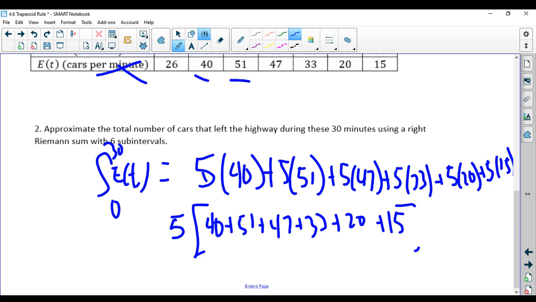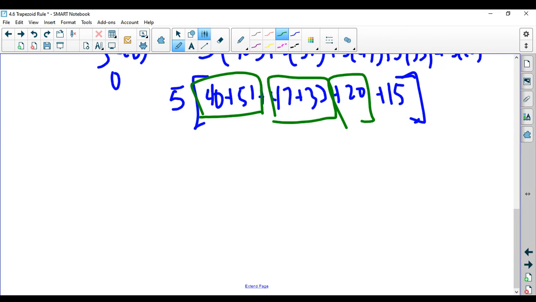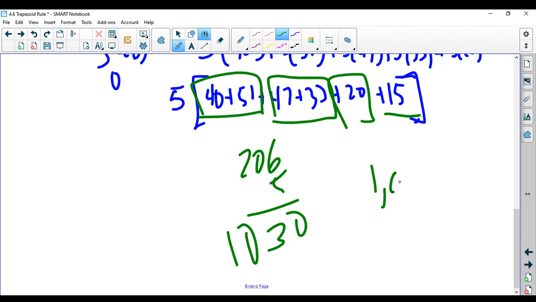This is one of my last videos, so I'm going to try to do this without a calculator. All right, so what can I see here? I see 7 and 3 add up to 10, so I'm going to add these first. 80 plus 20 is 100. That's good. Plus 91 is 191. Plus 15 is 201. Plus 5 is 206 times 5. I'm getting 1,030 cars, and I would be very amazed if I got that right.